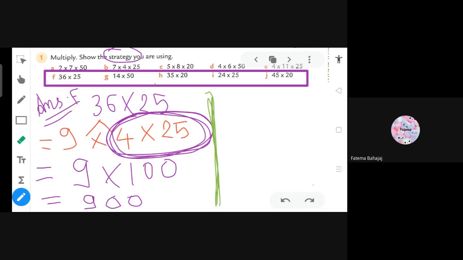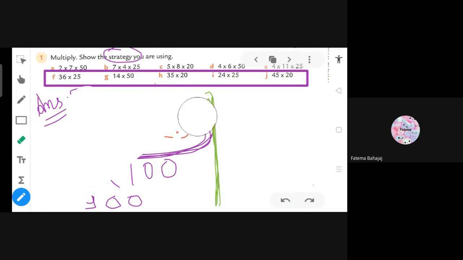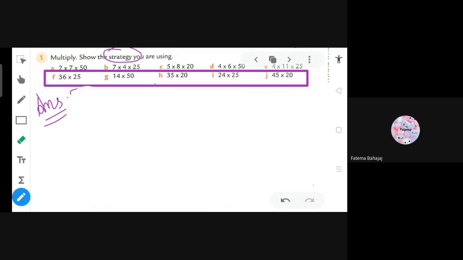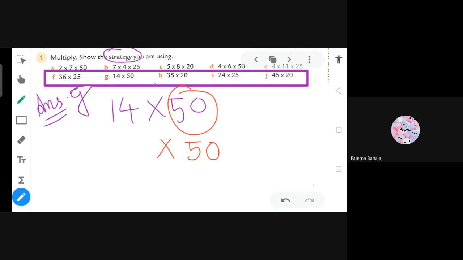So you can try the next one, G. Then again, I will also solve it. Try that before me, and I am just explaining it again. This is G: 14 multiplied by 50. So again, which number is given? Out of 25, 50 and 20, which number is given here? 50. So 50 is right here, and with 50, which number is missing in that pair?